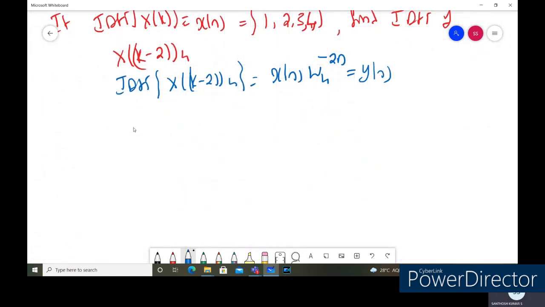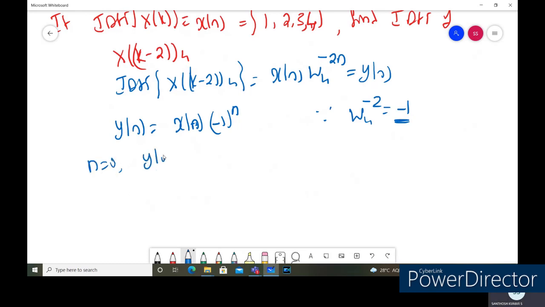And also we know omega 4 to the power of 2 is nothing but minus 1. So we can rewrite y of n as x of n into minus 1 to the power of n, because omega 4 to the power of 2 is equal to minus 1. So let us substitute n equal to 0, 1, 2, 3. For n equal to 0, y of 0 is equal to x of 0 into minus 1 to the power of 0. So x of 0 is 1, we get the same.